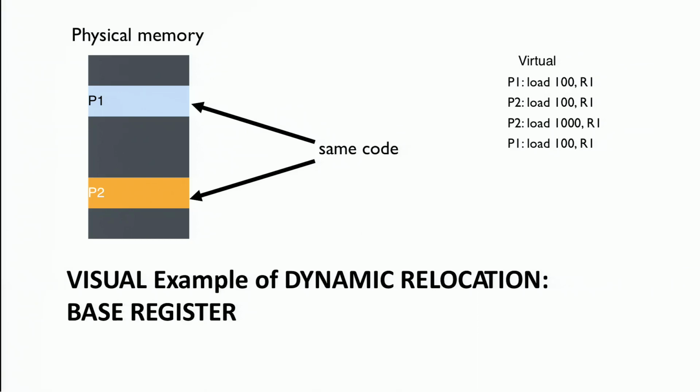So let's look at some pictures. Now we have two processes. They are running the exact same code. They're accessing the same addresses in their logical address space, but those addresses have to be different in physical memory. For example, in virtual memory, process 1 is doing a load from memory address 100, and it's clearly 100 in its logical address space. And then when P2 does a load of 100, it is also 100 in its virtual address space.